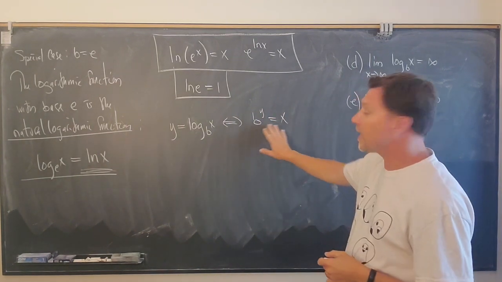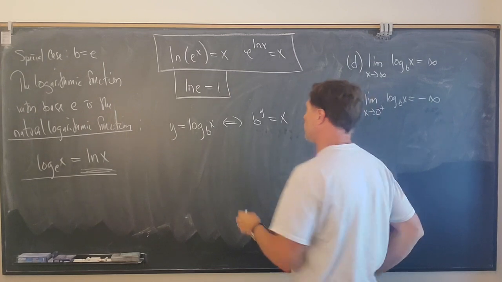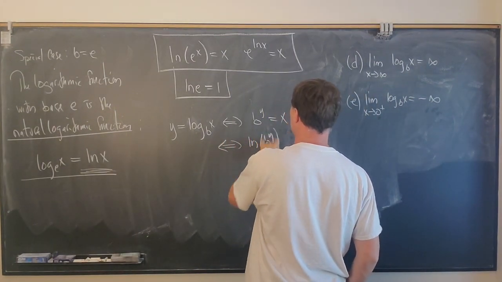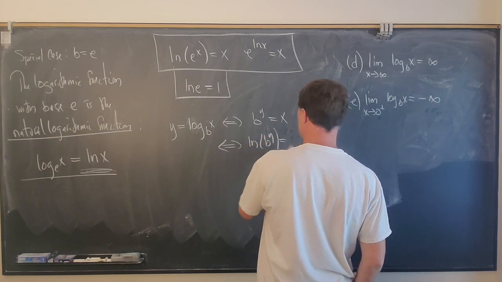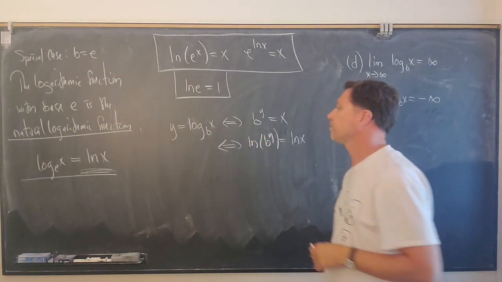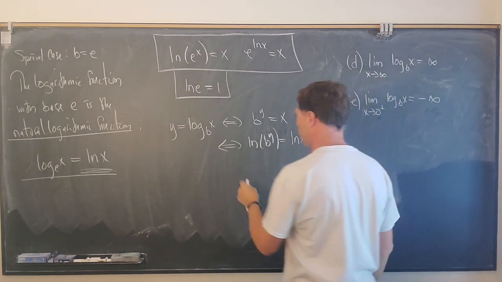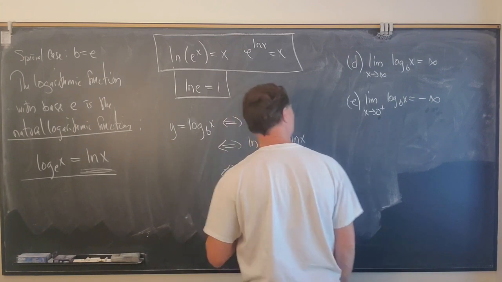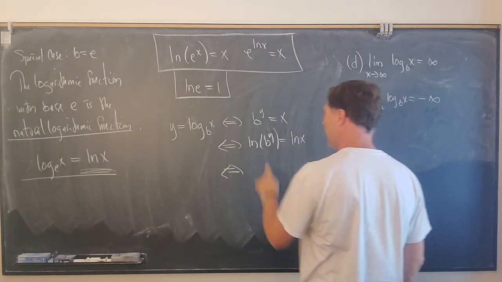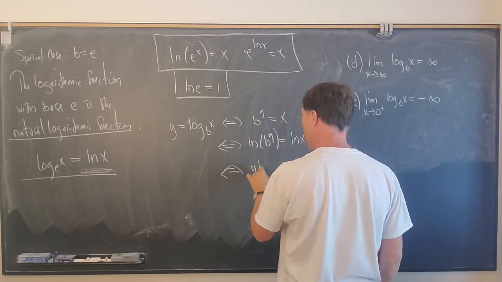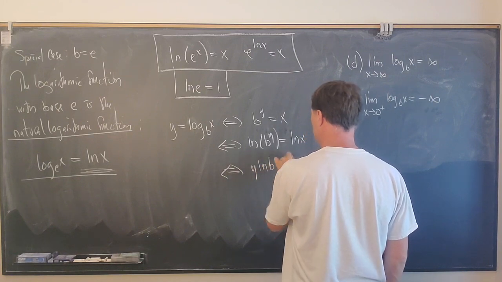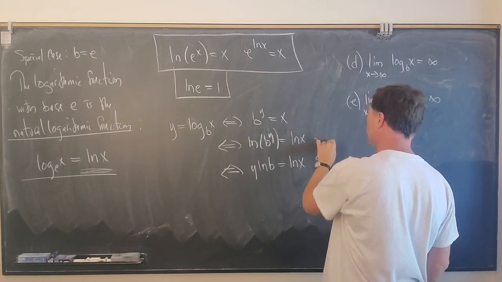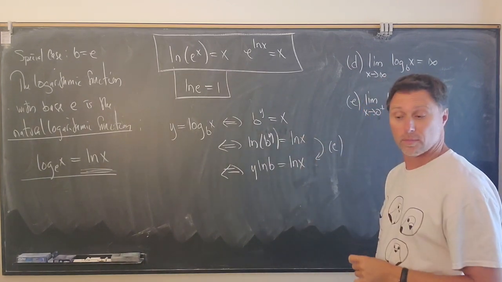Now what I want to do is take the natural log of both sides of this equation. So this is if and only if the natural log of b to the y is equal to the natural log of x. Now I'm going to use one of our properties of logs. I guess it would have been property C. I can bring this exponent out, so we get y natural log of b equals natural log of x. Going from here to here, that was property C of logs.